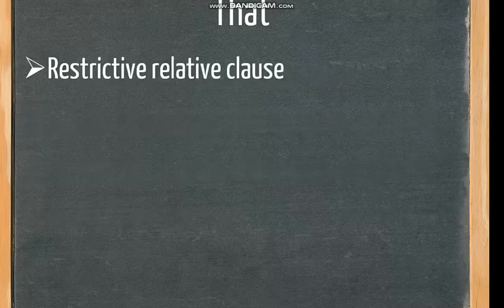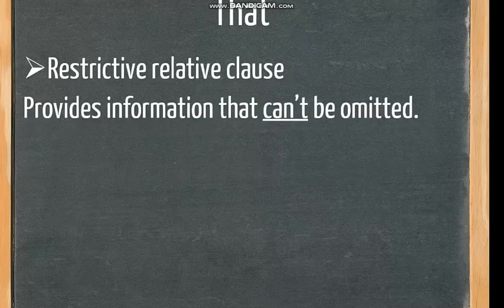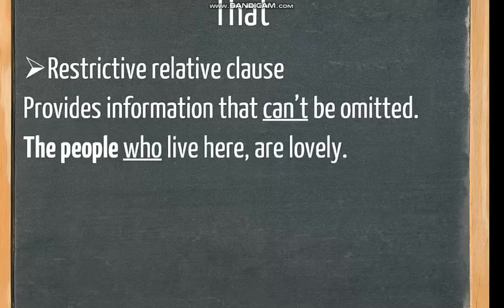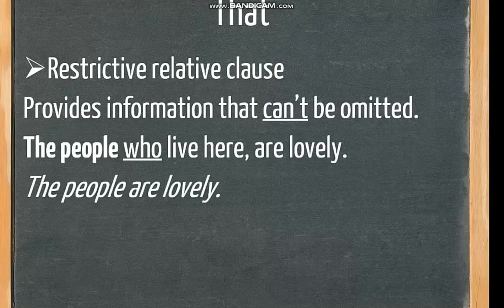A restrictive relative clause provides information that cannot be omitted. That means whatever comes after that cannot be omitted. If we remove it, the sentence becomes incomplete and is no longer meaningful. The information cannot be left out, otherwise the sentence doesn't make any sense. For example, "The people who live here are lovely." Without it, "The people are lovely."